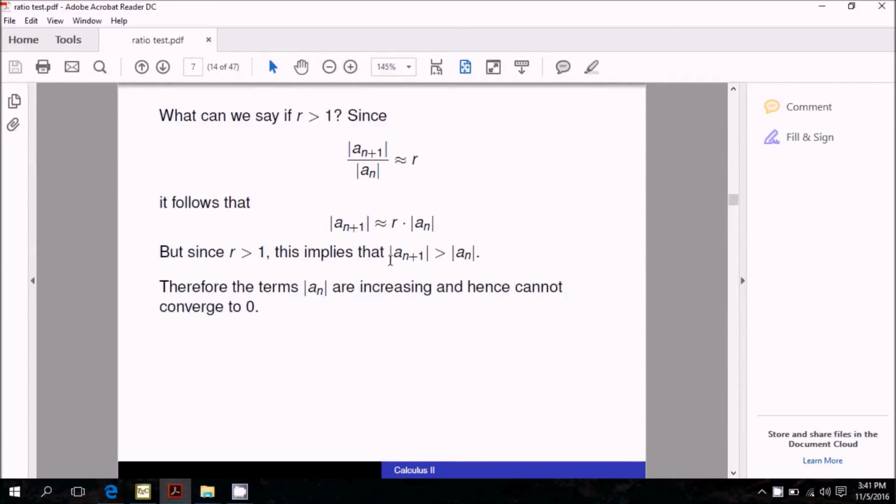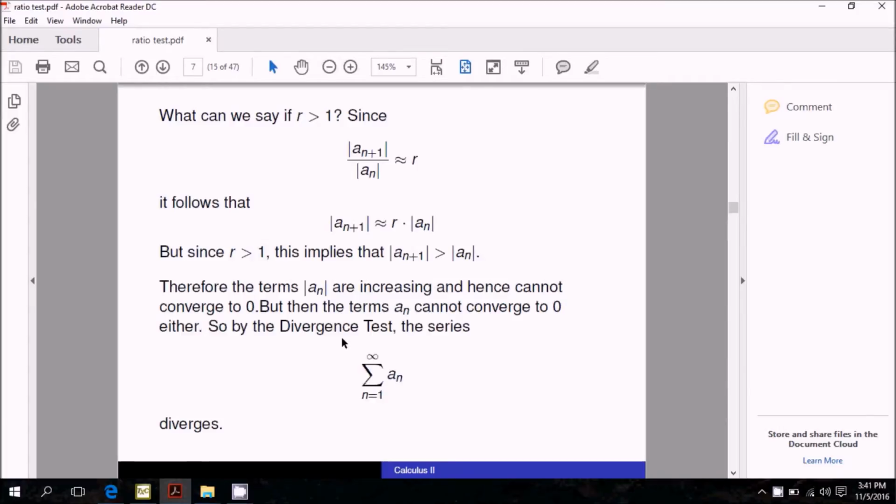But then the terms without absolute values cannot converge to 0 either, right? Because if the terms without absolute values were to converge to 0, then so would the terms with absolute values, but we know that doesn't happen. Okay, so the terms without absolute values don't converge to 0. So the divergence test tells us then that this series without absolute values must diverge.